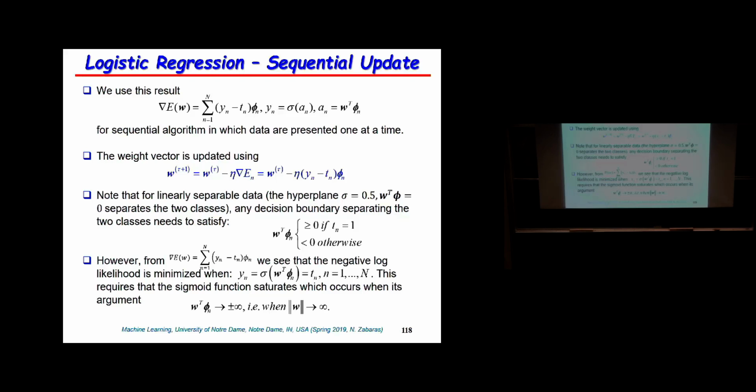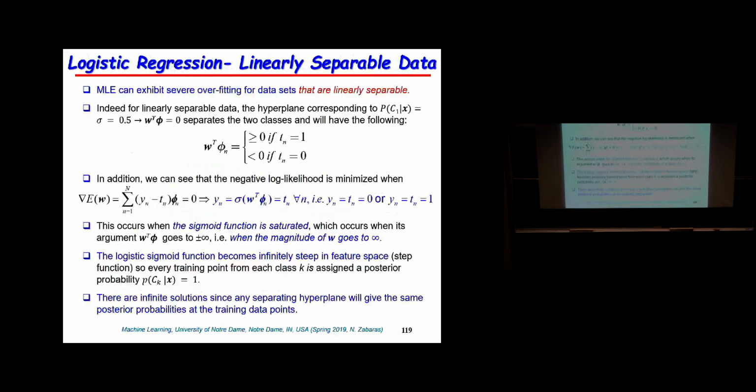So what does that sigmoid need to look like to give you Yn equal to Tn, which can only be 0 or 1? A step function. It has to be a step function, which means for every training point phi n, W transpose phi has to go to plus or minus infinity. Which means that the magnitude of W has to go to infinity.